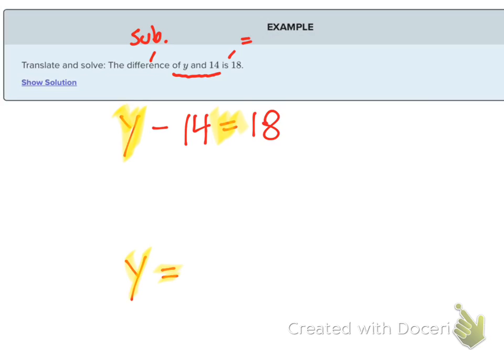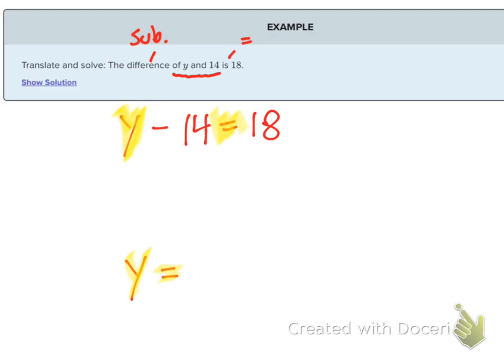Negative 14. Yes. I know you guys were probably thinking on your own, of course I meant that. Yes, but it's easy to miss, so we have to pay attention. What's standing in the way is this negative 14. So how do I get rid of a negative 14? What do I do?